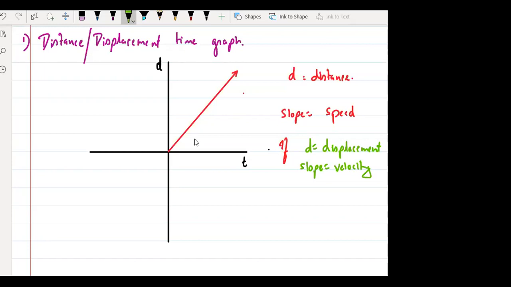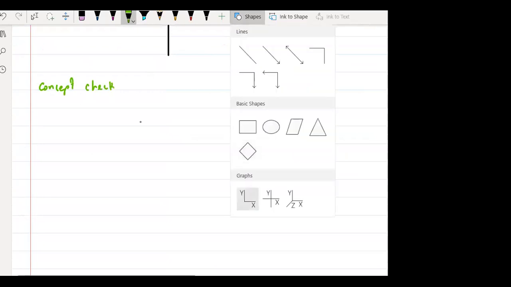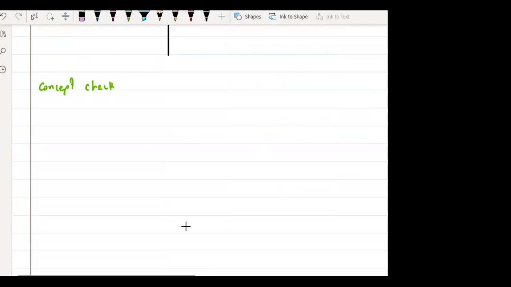For example, let us have some concept check. Concept check one. Now let me ask you this. If I'm giving this graph, okay, suppose this is the graph in which the motion is like this.